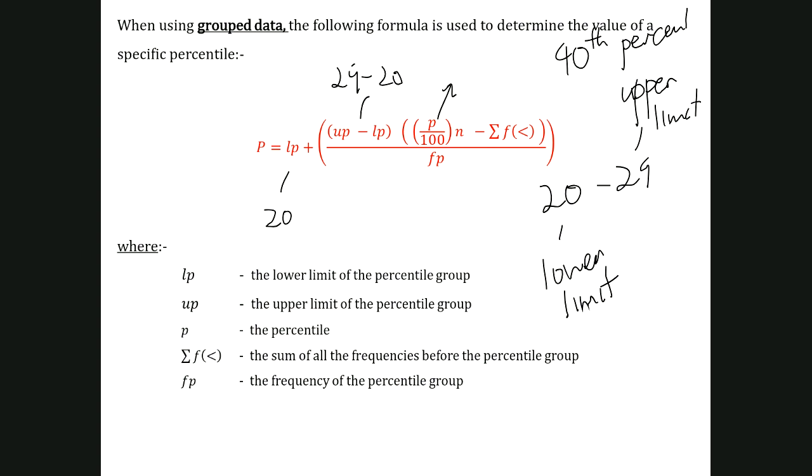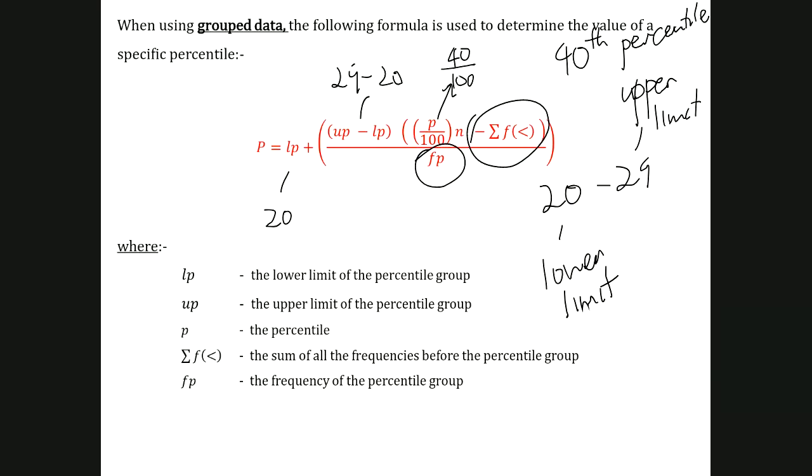P over N is P over 100 times N, which is 40 over 100 times the sample size. And then it's minus the sum of the frequencies in the groups before the group you selected, and then this is over the frequency of the group itself. So let's look at an example.